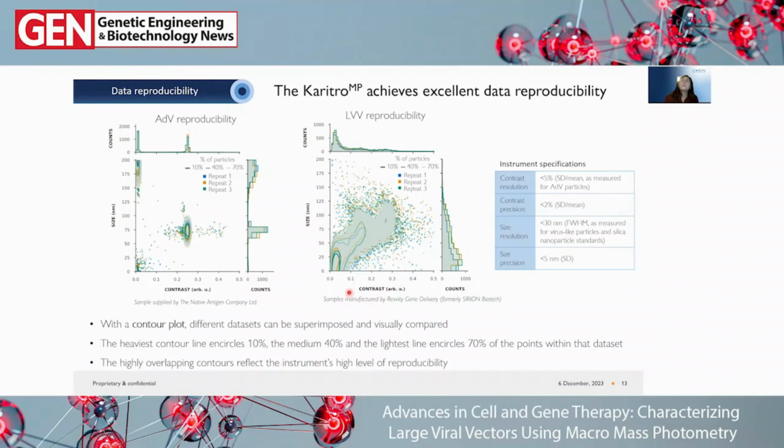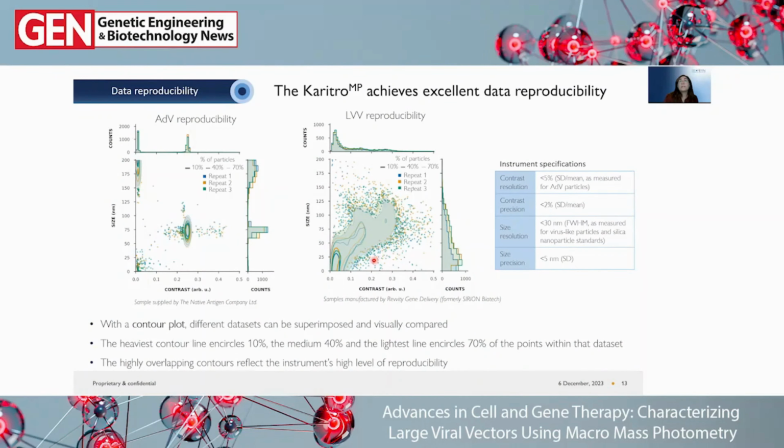And what I would like to show you in this last slide is the reproducibility of the data that you obtain with the KaritroMP. What we have in these two graphs is adenovirus data and lentivirus data of the same sample that were conducted in triplicate. So we have 3 repeats for both. And what we are showing in here is a different way to visualize this data. This is a contour plot type of visualization.